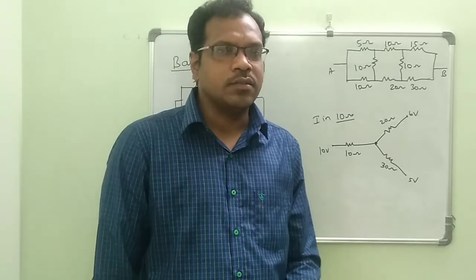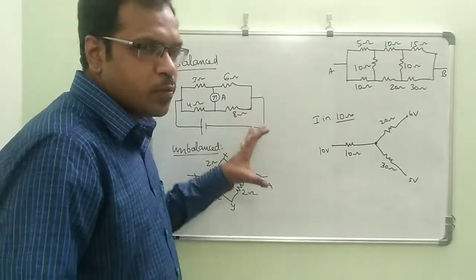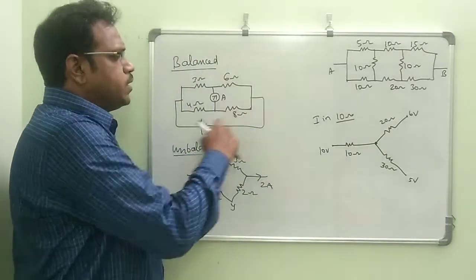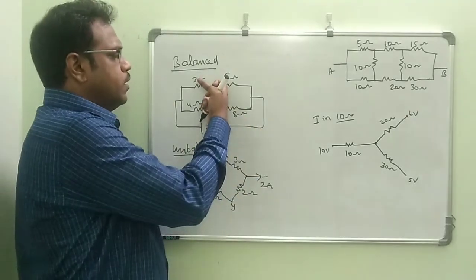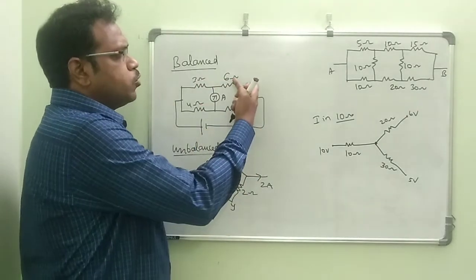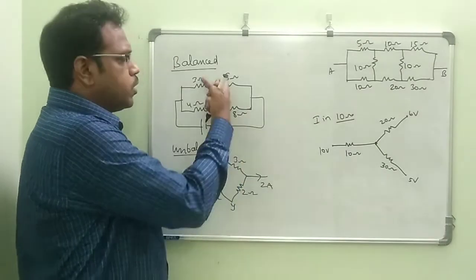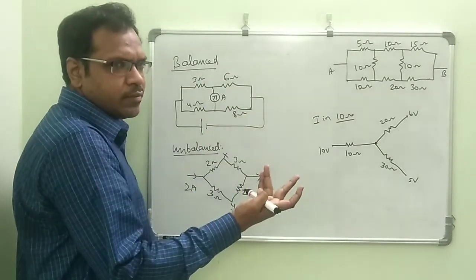Now we'll see some circuits in the Wheatstone bridge model. In this, it's actually a balanced bridge. Easily we can find that: 3 by 4, 3 by 4, so the bridge is balanced.